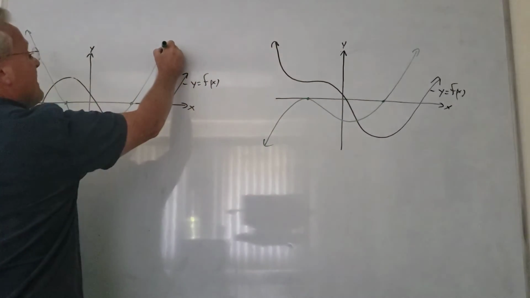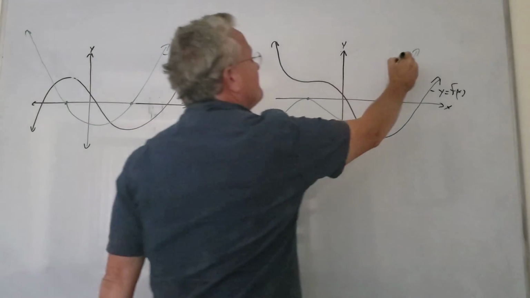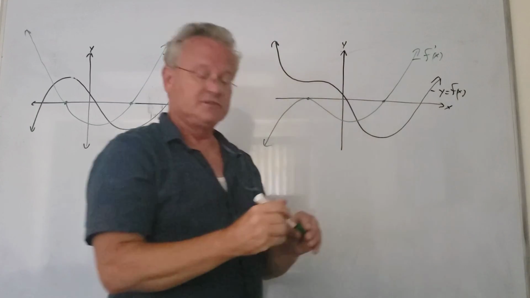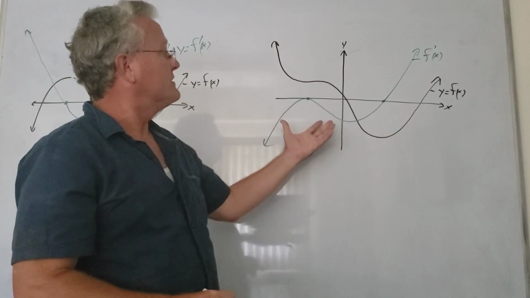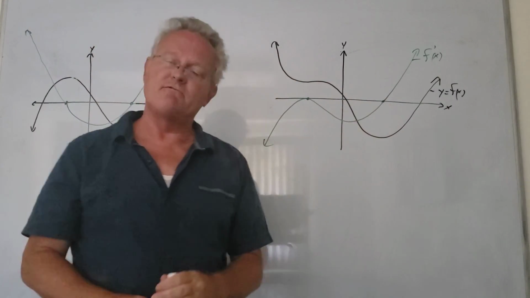So this green graph in both examples is the graph of the derivative, and that's basically the process of drawing the derivative on the same set of axes given the graph of some function f.